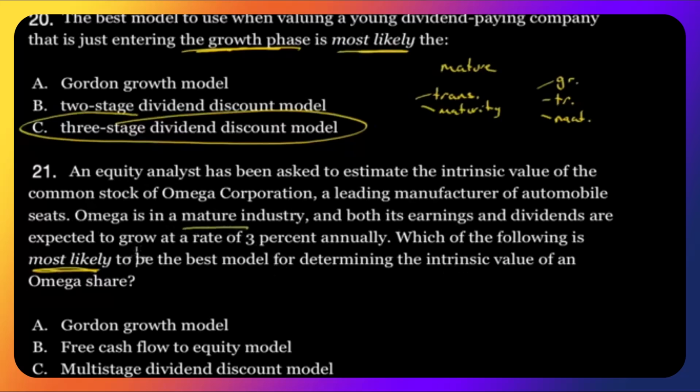Well, it's in a mature industry. We're given one growth rate, earnings and dividends expected to grow at 3% annually. That sounds like a one-stage Gordon Growth model to me. So A, Gordon Growth model, B, free cash flow to equity model, or C, multi-stage dividend discount model. We can get rid of multi-stage. We have earnings and dividends expected to grow at a rate of 3% annually. You can use a Gordon growth model on that. You're most likely, I should say, to use a Gordon growth model on that.